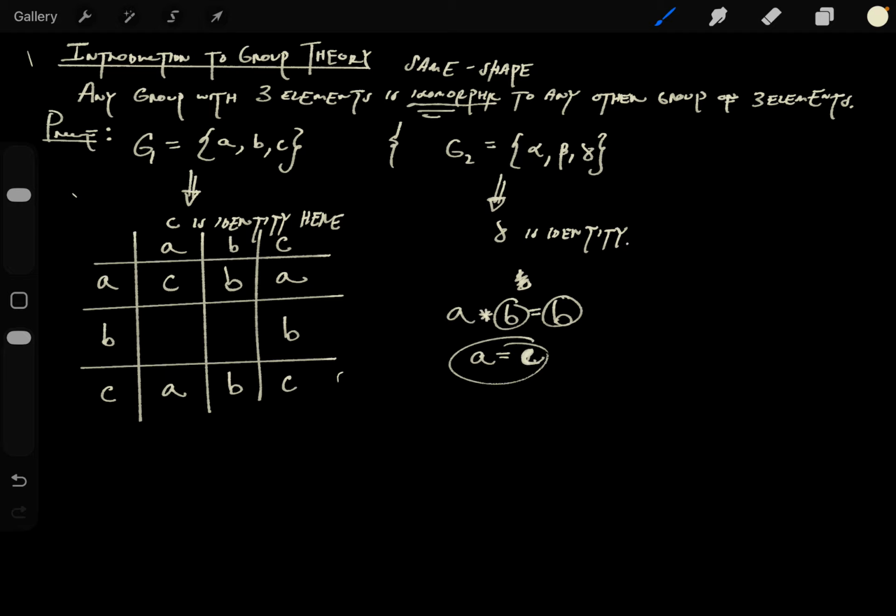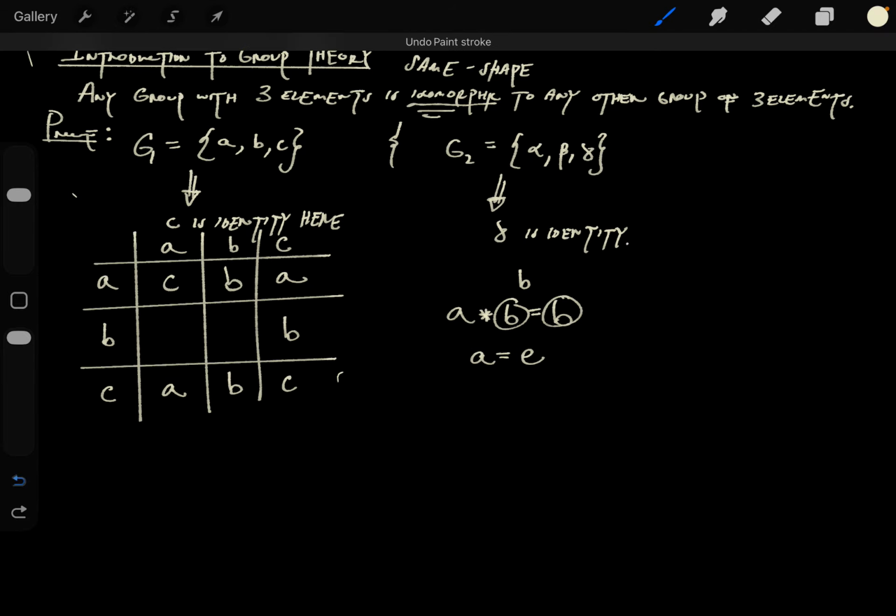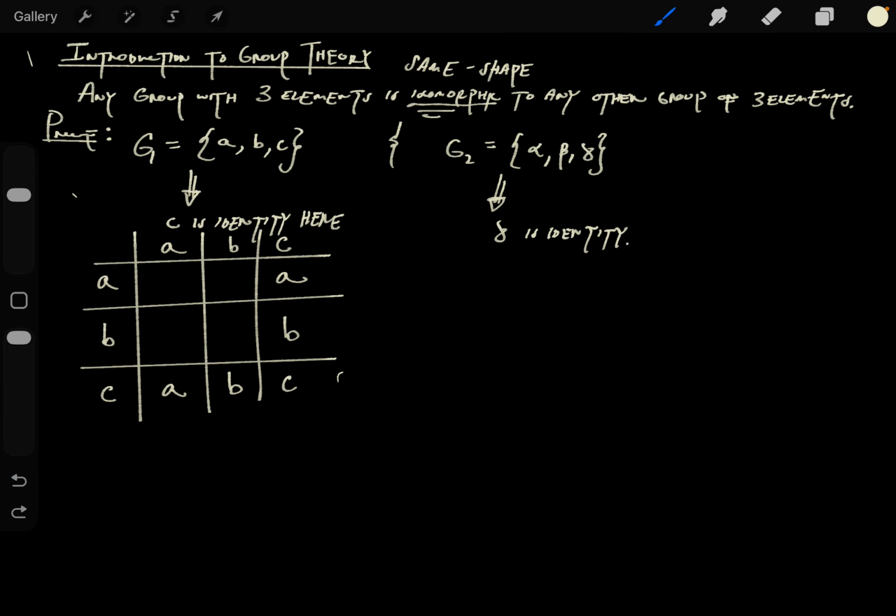Sorry, I'm using C for the identity here. So we know that this situation can't occur. So I must have it that A star A is B, and that A star B is C, the identity. A star B is the identity, and the inverse of A is B. That's the only way that this can happen.